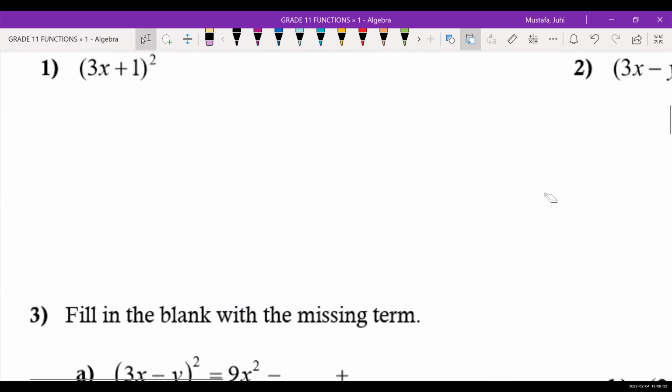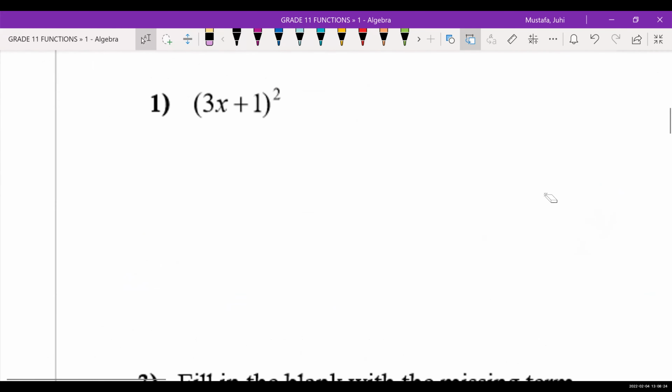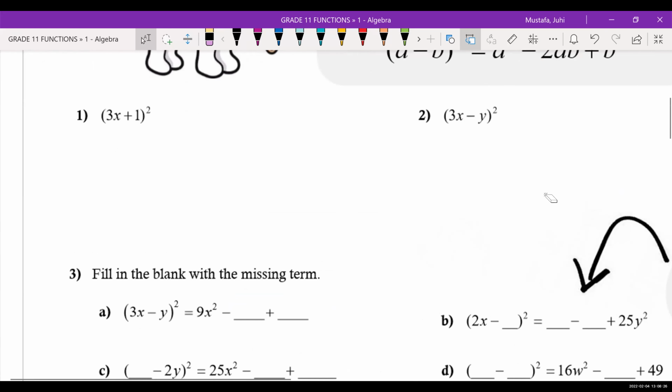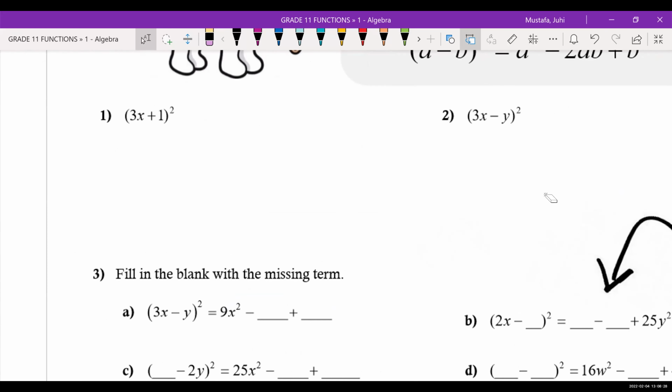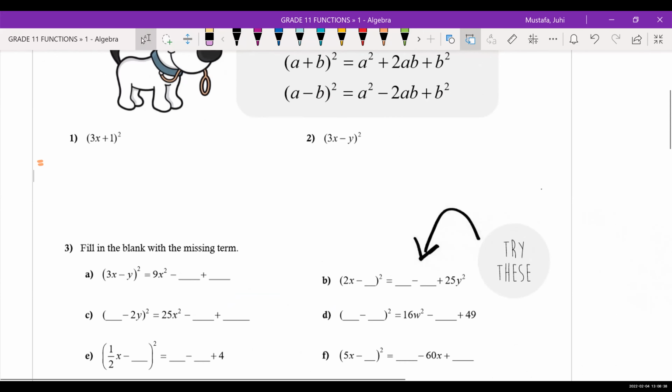Okay, so I have 3x plus 1 squared. What I'm going to do is use the little trick that we just learned, and then we can confirm our answer by actually foiling it and see if we get the exact same thing. So according to my rule, I'm going to take the first term and square that. So 3x squared is basically 3x times 3x, which is going to give me 9x squared.